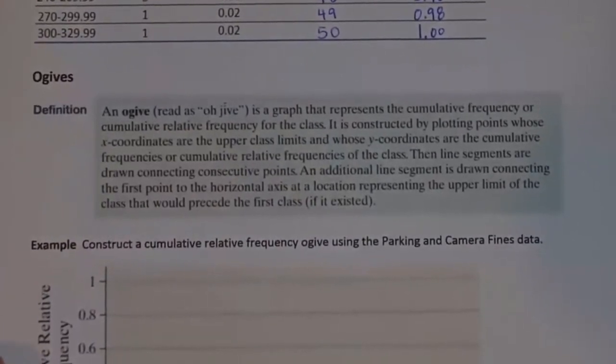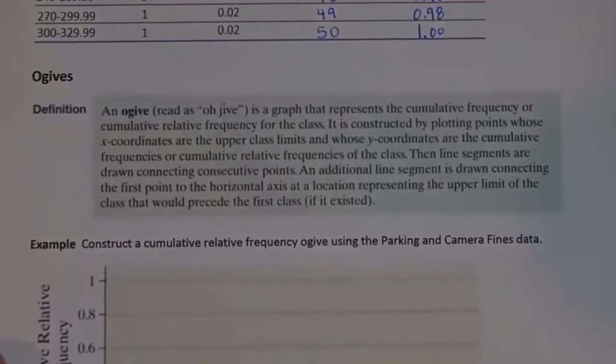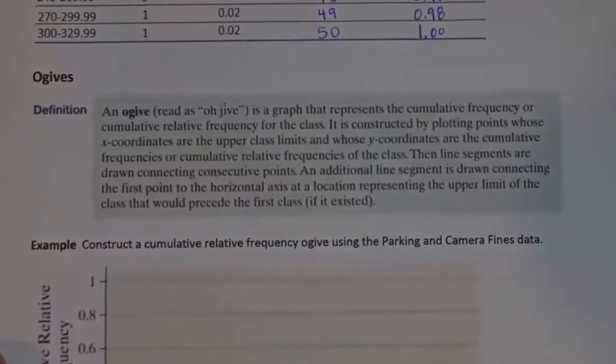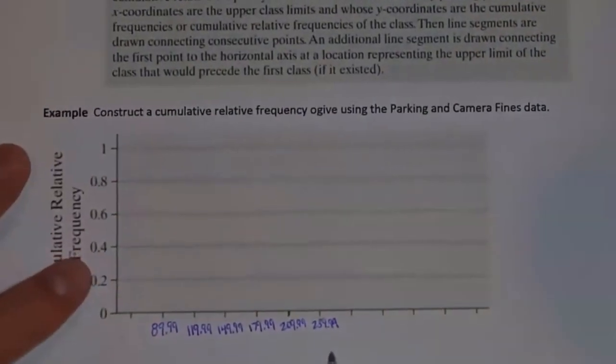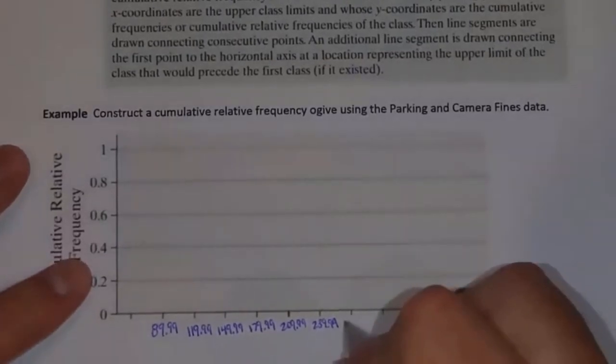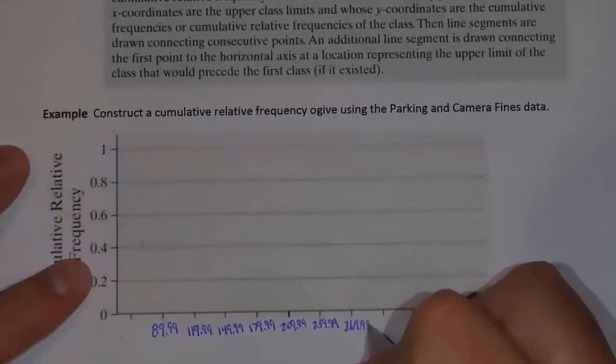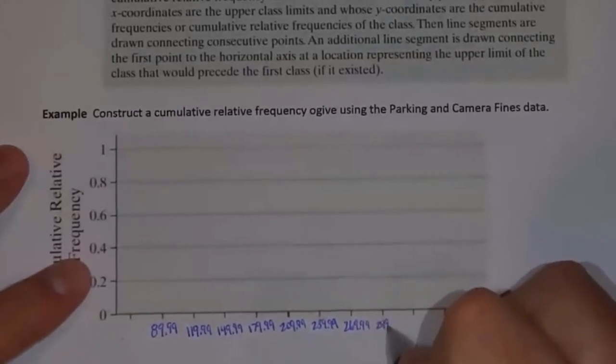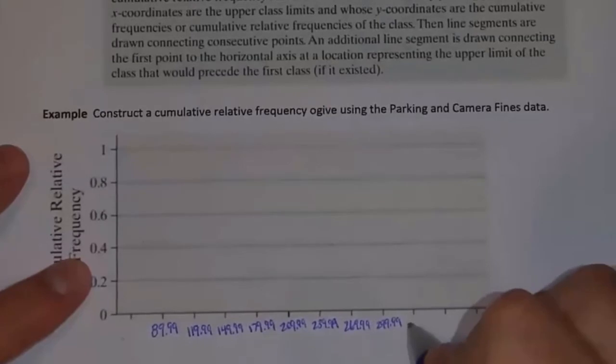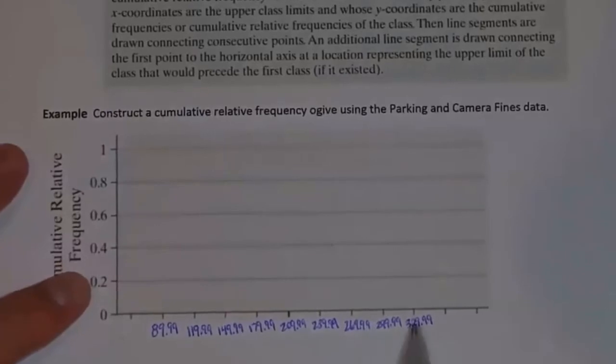And then my next tick mark is going to be 119.99 and 149.99 and 179.99, 209.99, 239.99, 269.99, 299.99, and last but not least, 329.99. So I'm always using, for an ogive, the upper limit of the classes.